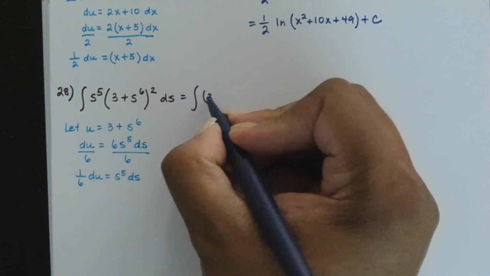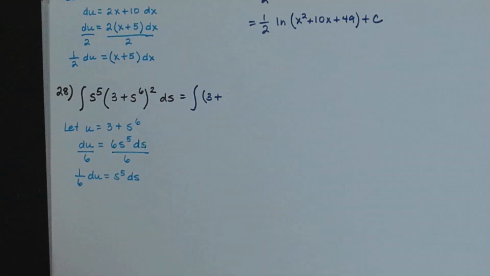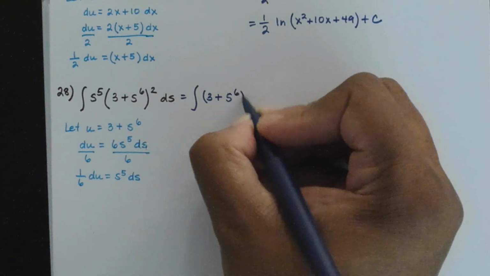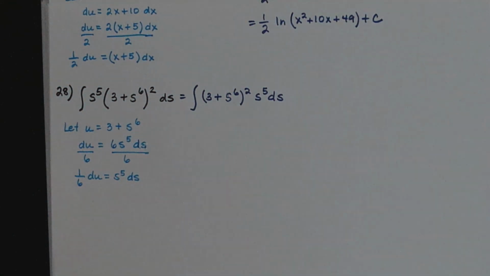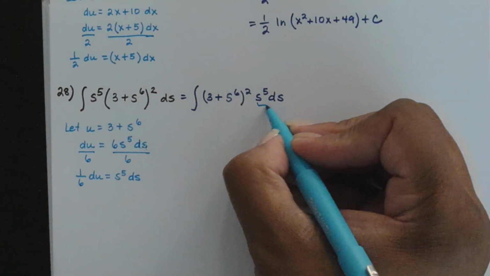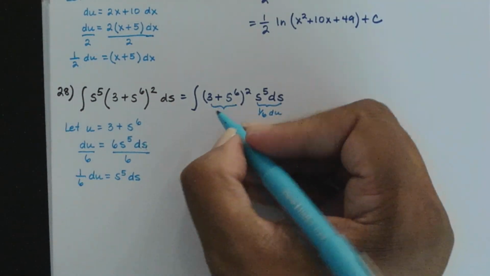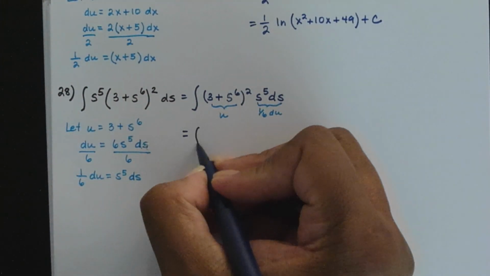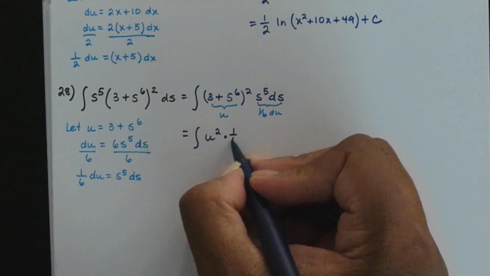And maybe if I wrote it like this, 3 plus s to the 6th, and that's squared. And then put the s to the 5th next to that ds, you'll see that s to the fifth ds will be 1/6 du, and this 3 plus s to the 6 will be the u. So that means here I have the integral of u, and that's going to be squared, times 1/6 du.